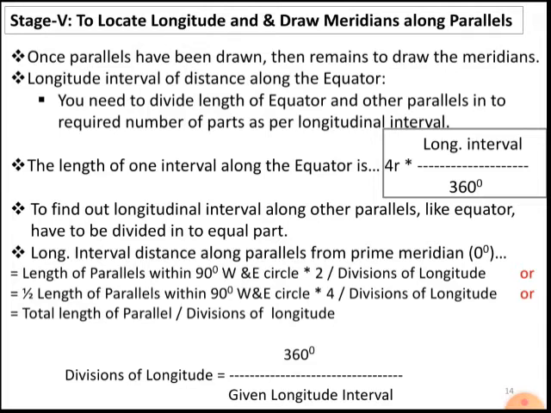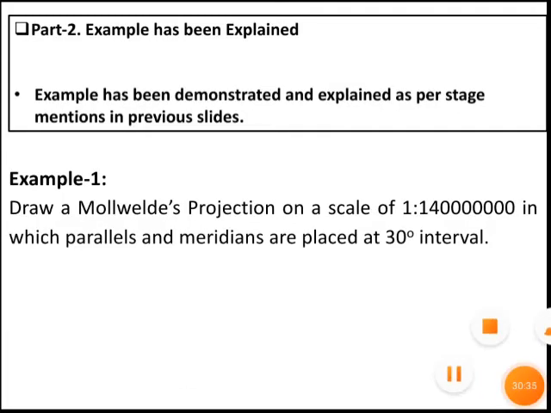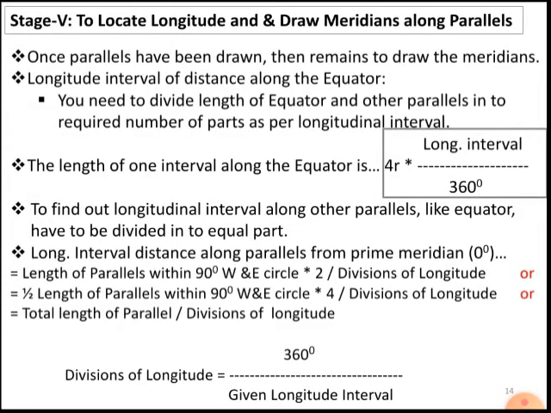So 12 means what? You have to divide the entire parallel into 12 divisions. So the length of that particular parallel divided by 12, you will get one figure which shows you the distance interval of the longitude. Right. So up to this slide we talked about the flow of how the expected information, you must collect through the calculations.